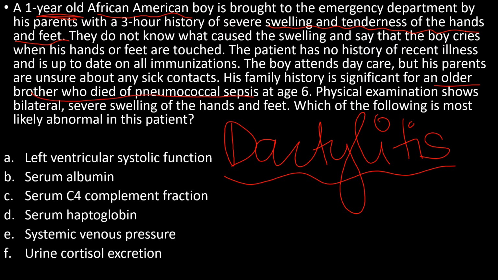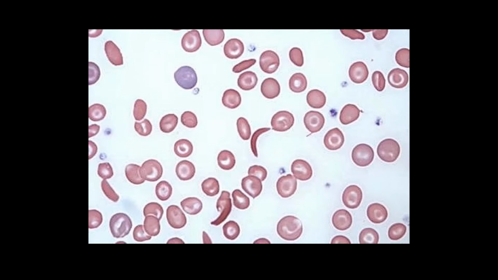sepsis, also suggests sickle cell disease, because patients with sickle cell disease are predisposed to infections with encapsulated organisms, for example Streptococcus pneumoniae, because of repeated splenic infarcts which cause functional asplenia. In this slide, we can see the blood smear of a patient suffering from sickle cell anemia, where we can see the red blood cells to be sickle shaped.